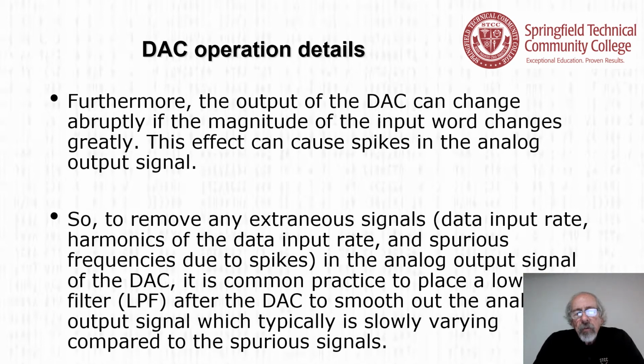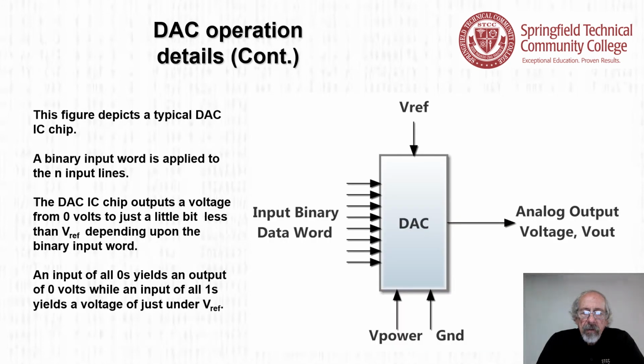So, to remove any extraneous signals, that would be the data input rate, harmonics of the data input rate, and spurious frequencies due to spikes, what we do for the analog output signal of the DAC is place a low-pass filter after the DAC to smooth out the analog output signal, which is typically slowly varying compared to the spurious signals. Well, I don't have a diagram of that yet, but we will.